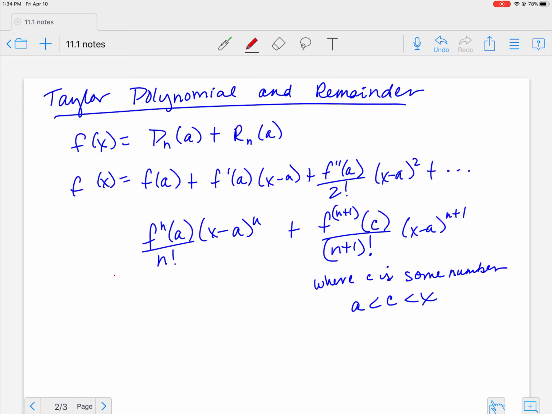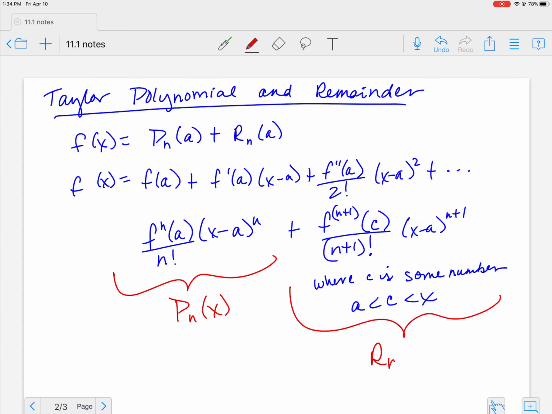So this first piece here is going to be the polynomial part. This second piece here is my remainder. So your remainder is what's left over, right? And so I'm saying what's left over here, some value c that's between my center and my actual function. So this x is my actual function. I'm saying between my center and my actual function. So here, oh, I put a's up here for the love of Pete.